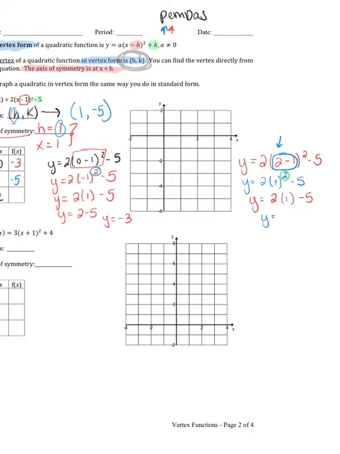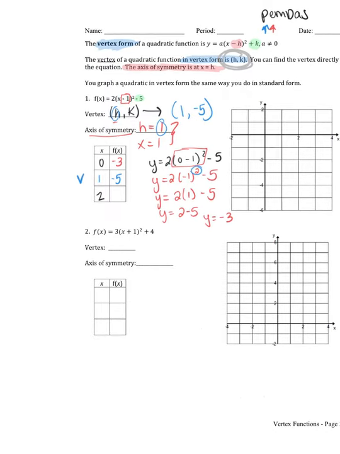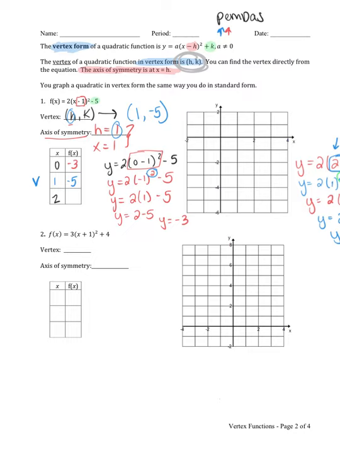And then lastly, you're going to multiply 2 times 1, which is 2, minus 5, and Y equals negative 3. Okay, so I'm going to come back over here. In this case, Y was negative 3, so I'm plugging that in. Now from there, I am just going to go ahead and graph. So I had 0, negative 3. I had 1, negative 5. And I had 2, negative 3. Do not forget that this is a U-shaped graph with this being our vertex. It does not look like a V, okay?